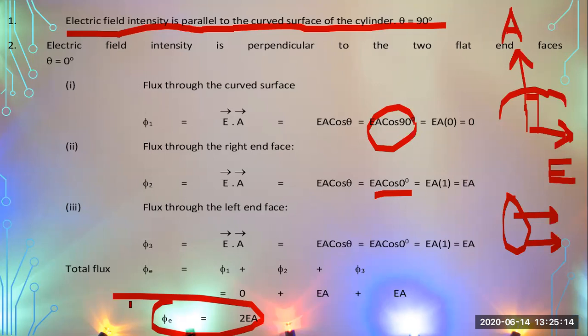After applying, you have seen that depending on the value of the angle, if you consider the curved surface, the angle between E and A was 90 degrees. So there was no electric flux through that surface. When you considered the right and left ends of that cylindrical surface, the area and the electric field intensity were both making an angle of 0 degrees. So these were the two sides, right and left, where you have calculated electric flux.